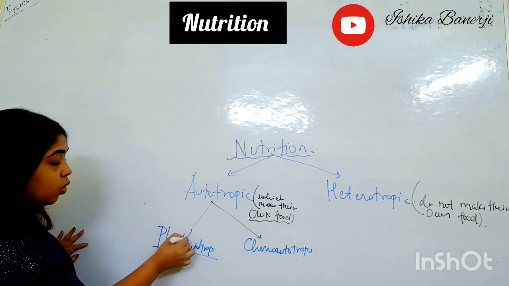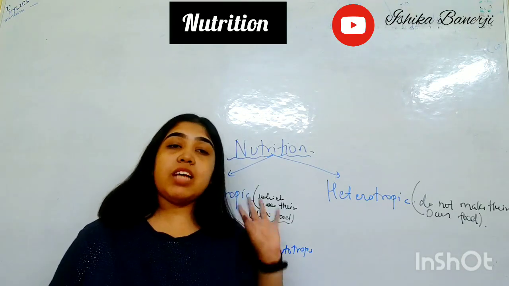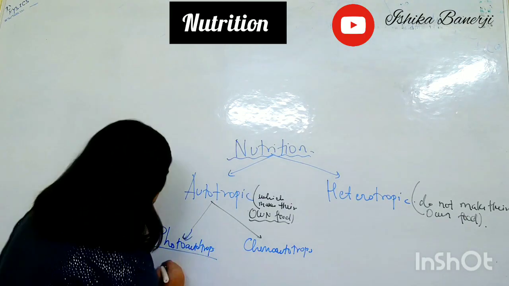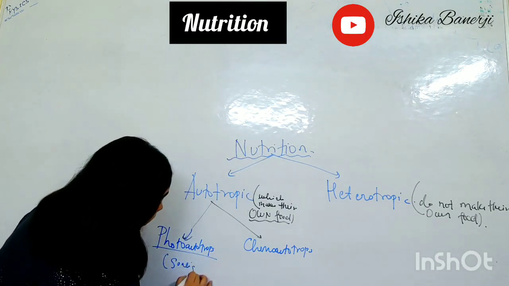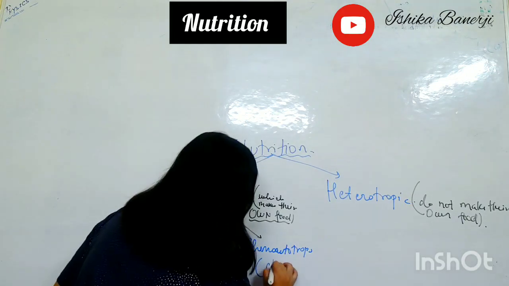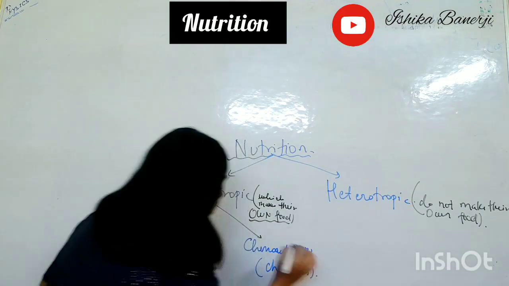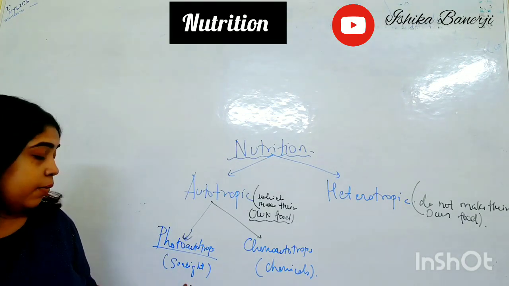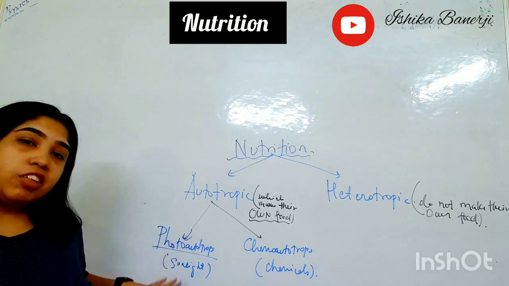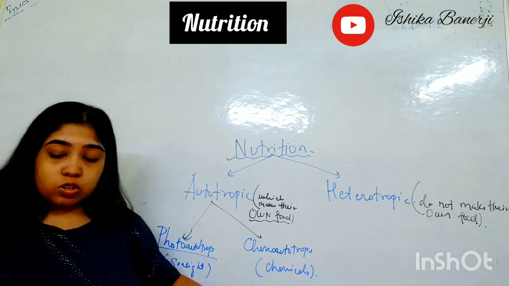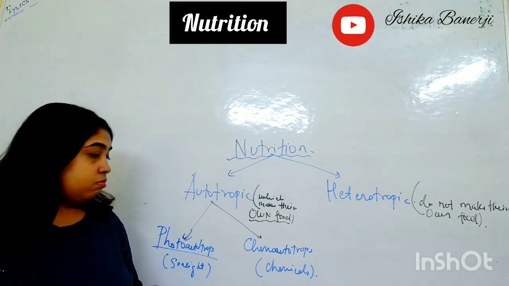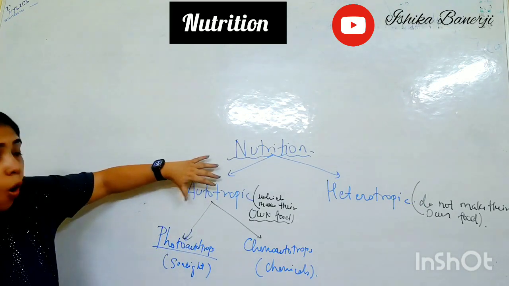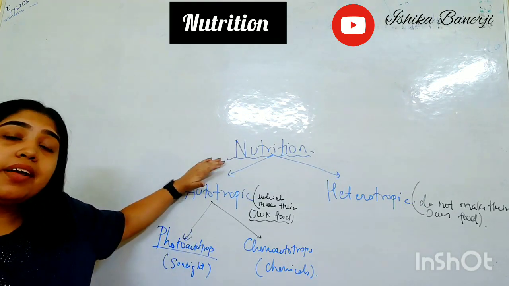Photoautotrophs are those who, with the help of sunlight, make their food, like plants. Photosynthesis is a process, isn't it? Chemo means with the help of chemicals they can make their food. All plants take the help of sunlight, and the process is called photosynthesis. And chemoautotrophs are certain bacteria which, with the help of chemicals, can prepare food. So it is clear that autotrophs are those who do not require anybody for their food.